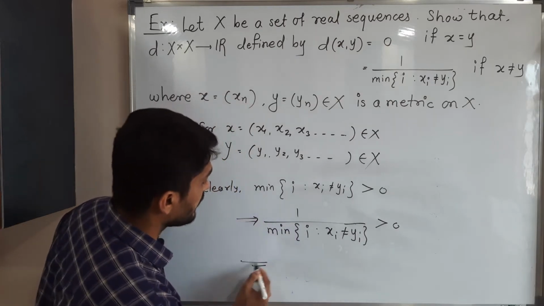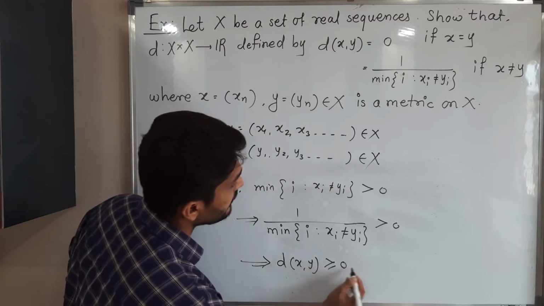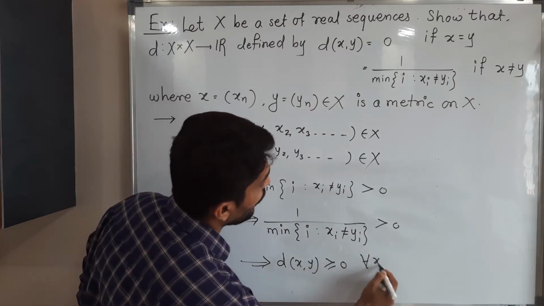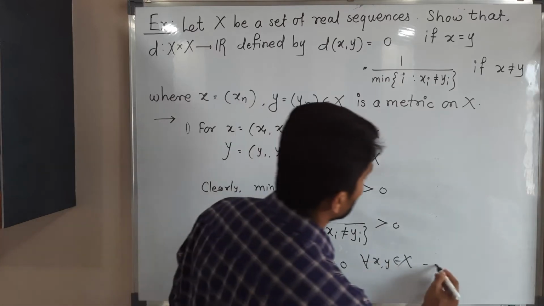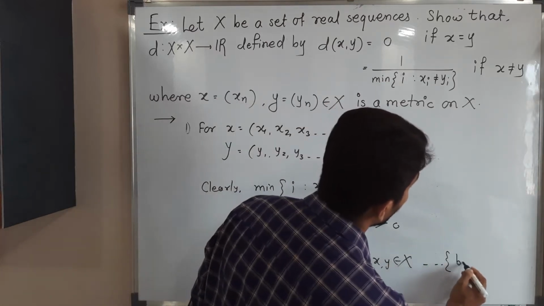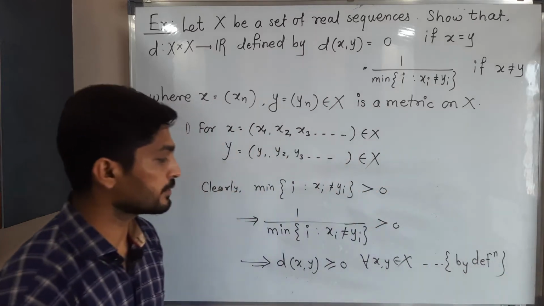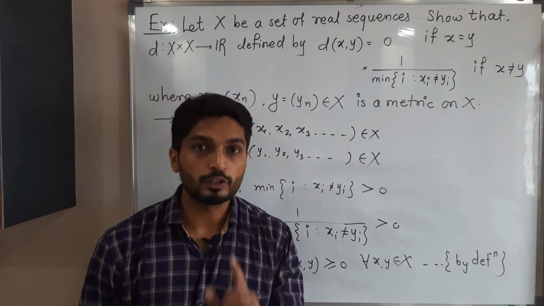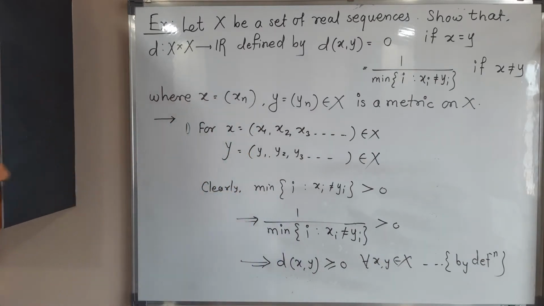So that's why I can write d(x,y) is always greater than or equal to 0 for all x, y belonging to X. I should mention, by definition, we have used the definition. So in this way we proved the first property of d. After that we will discuss the second property, but before that make a screenshot of it, and after that we'll go for the second property.